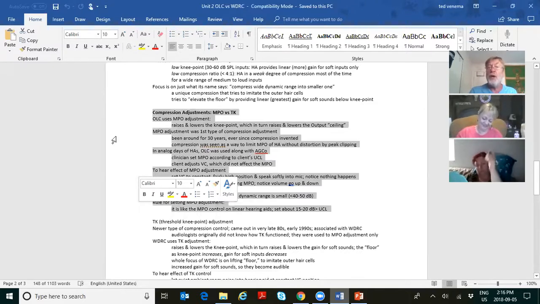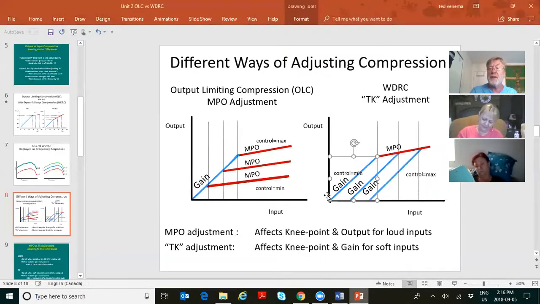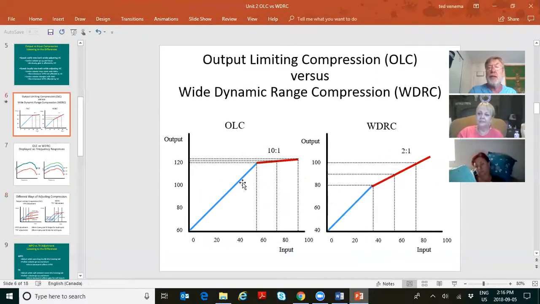Okay? OLC uses MPO adjustment. It raises or lowers the knee point, which in turn raises or lowers the maximum power output. Raise or lower this red bar. Make it here, make it here. You're changing the maximum power output of the hearing aid.